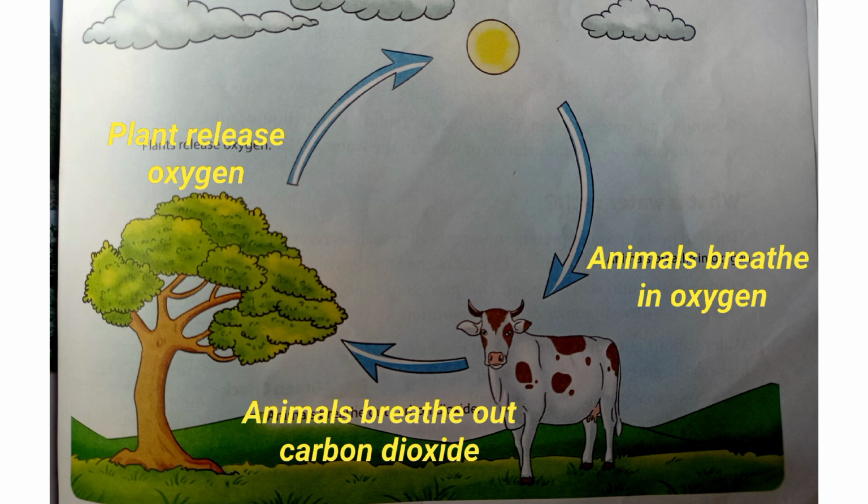Animals breathe in oxygen from the air. Animals release carbon dioxide into the air when they breathe out. Plants use carbon dioxide from the air to make their food. In the presence of sunlight and water, plants release oxygen into the air.